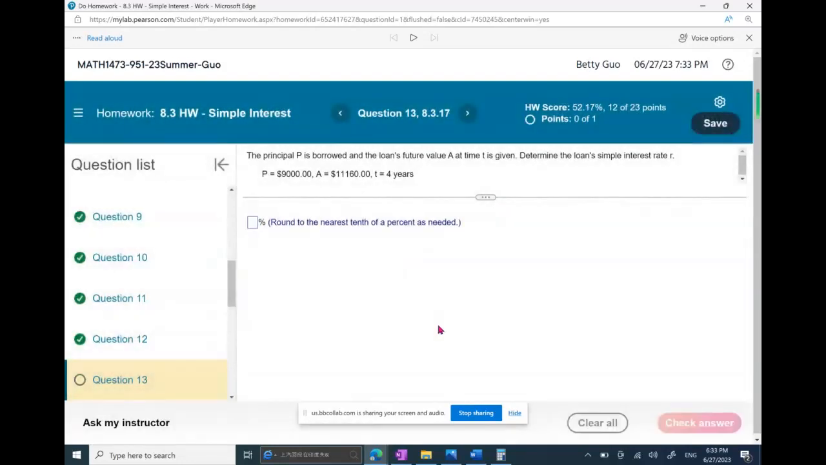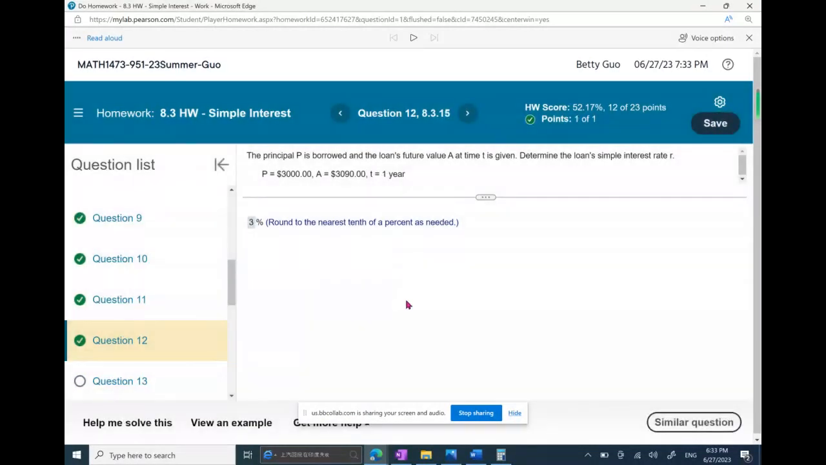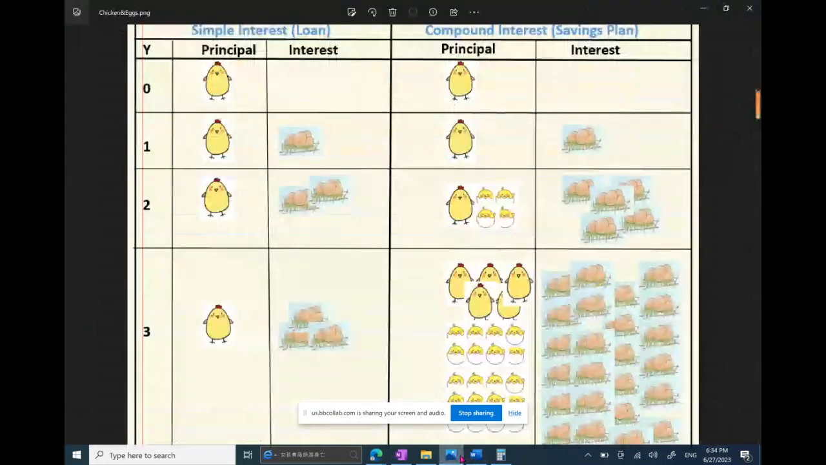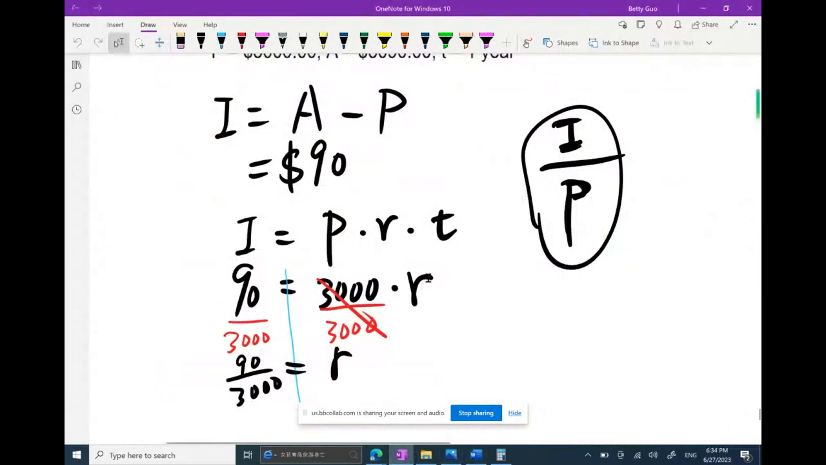All right. Any question from number 12? Flexibly using the formula. Sometimes earlier in previous questions, we are looking for I, we are looking for A, but we could also look for R if other variables are given. You just have to use algebra. That part might be challenging for some of you, not all of you, because you at least need to know how to solve this equation, right? Let's continue.